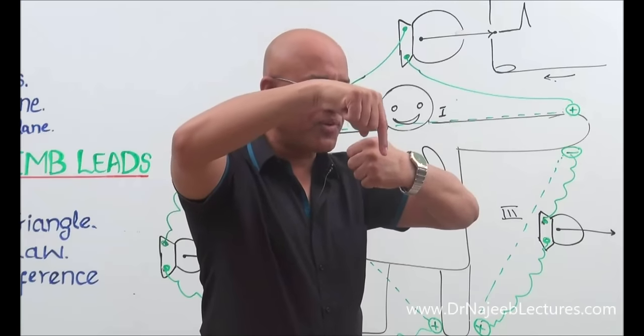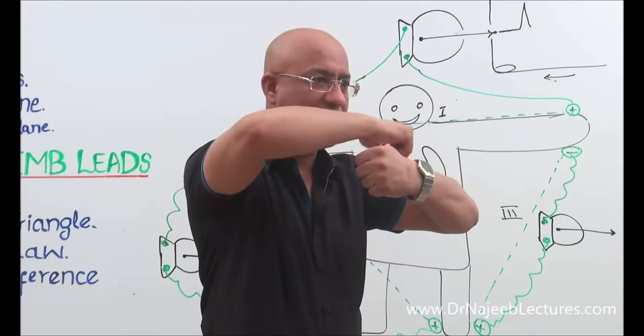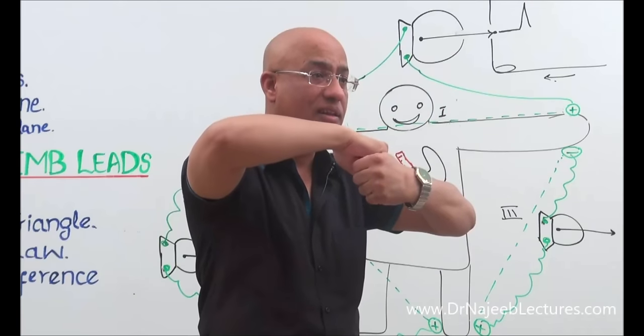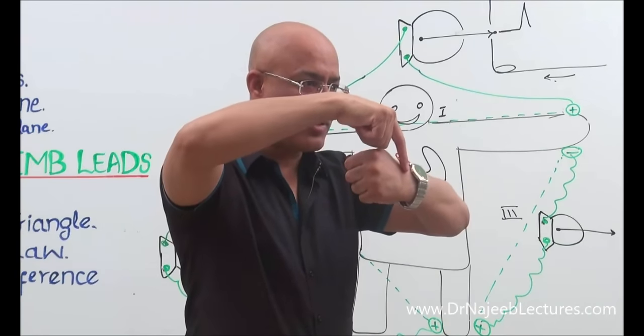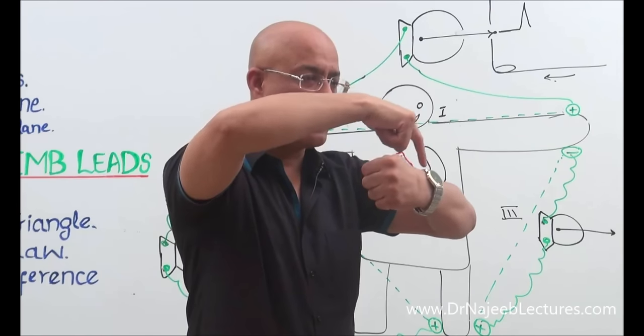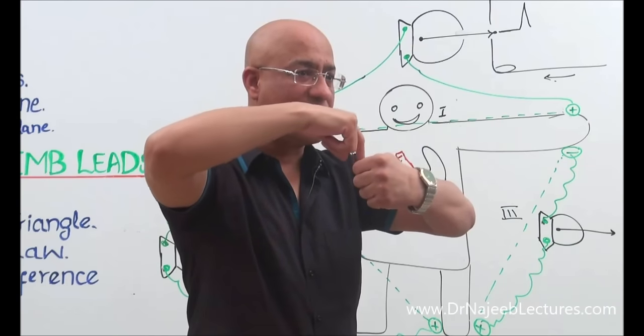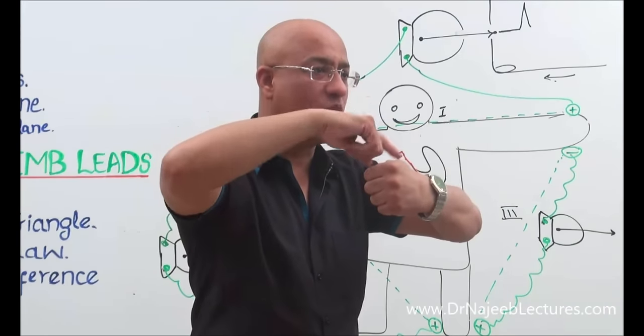If you are looking from the front, and then on the side, and then on the back, this is the horizontal plane. If you look at the heart on the front, then on this side, then on that side, then you go and look in the back, then you are looking at the horizontal plane.